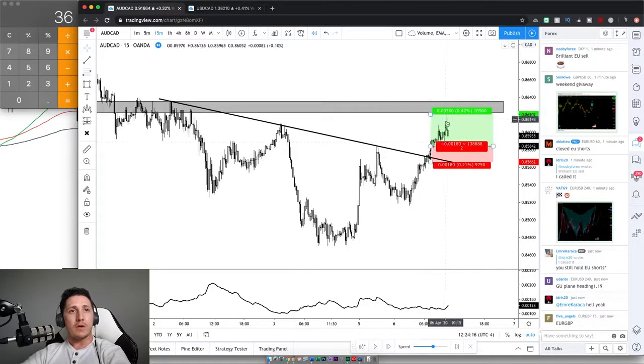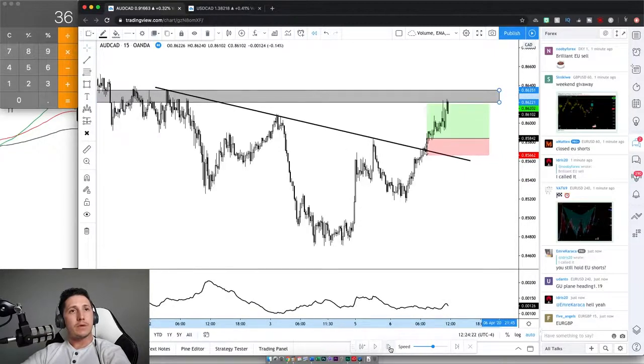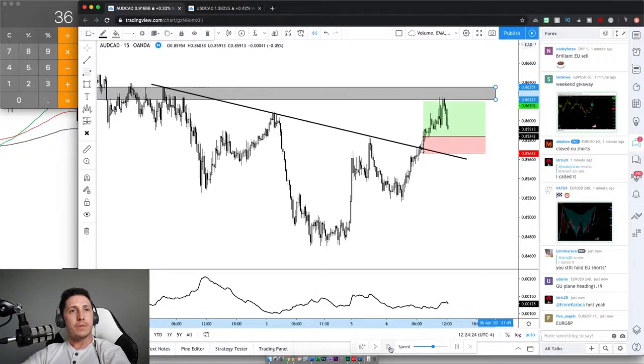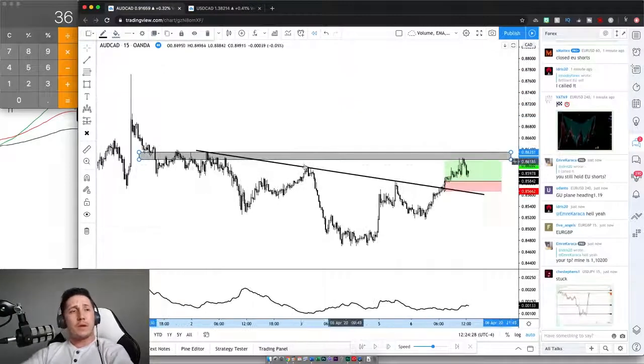Took a little while, but we got our take profit hit right here. All right, and then let's see what happens further. And it does reject and come back down. All right, so depending on where it is on the chart and the formation of it, you're going to want to be aware of all of that, and you're going to want to trade accordingly.